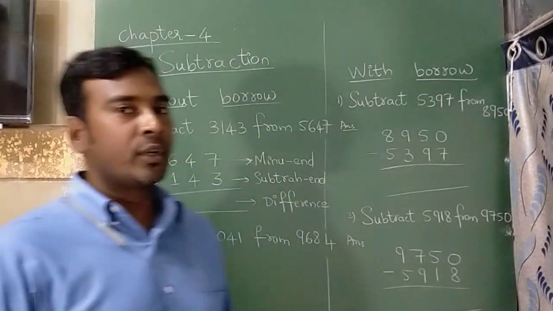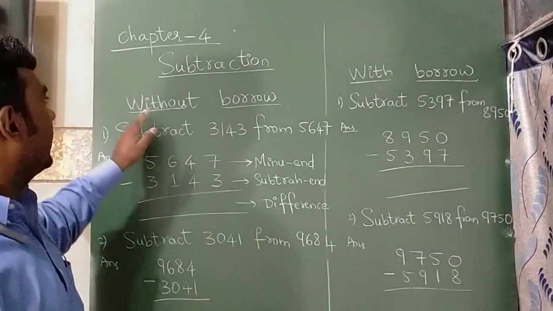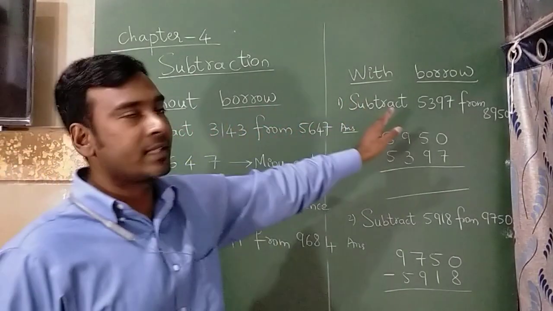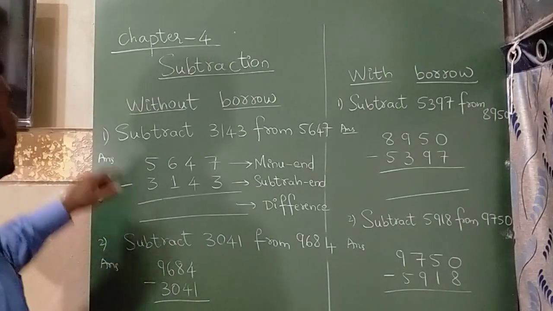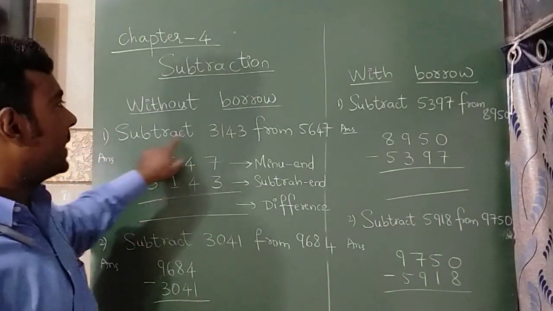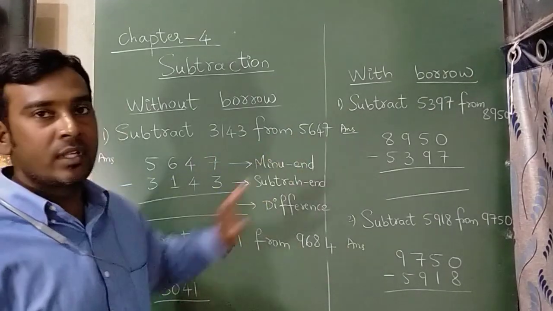So today I am going to teach subtraction. Okay, chapter number 4. So here without borrow and this side it is with borrow. So I have solved 4 sums. Okay, so the first question is subtract 3143 from 5647.